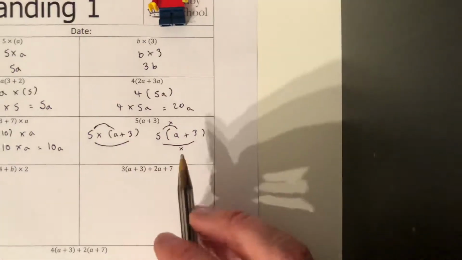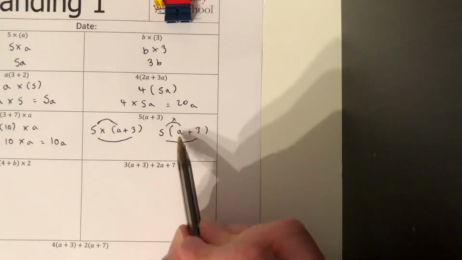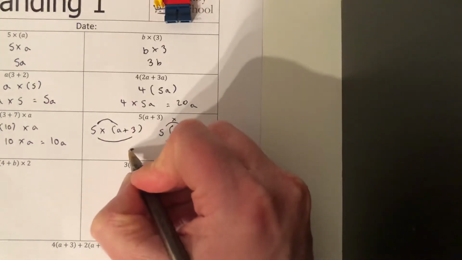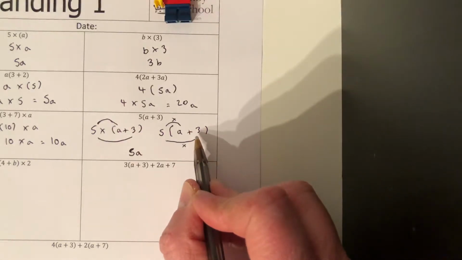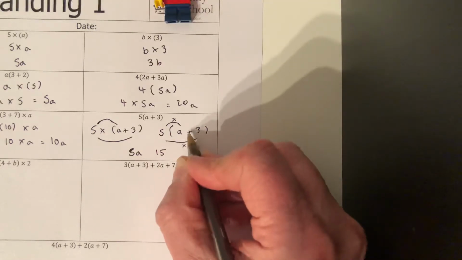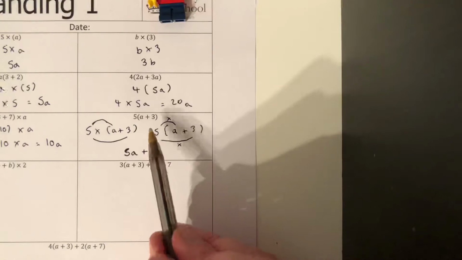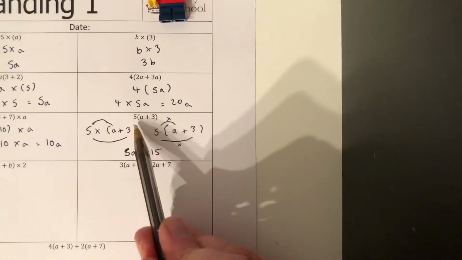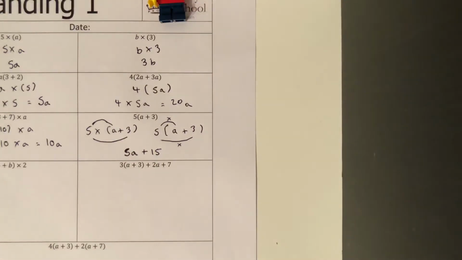And so what we can now see is what happens if I do them separately. Well, 5 times a, we know what that is, 5a. What about 5 times 3? 15, easy. And we've still got a sign to put in the middle. Well, we had an add before, we'll just keep the add there. So what we've done is actually multiply the a and the 3, both by 5, but we've done it separately. And that is what expanding is.